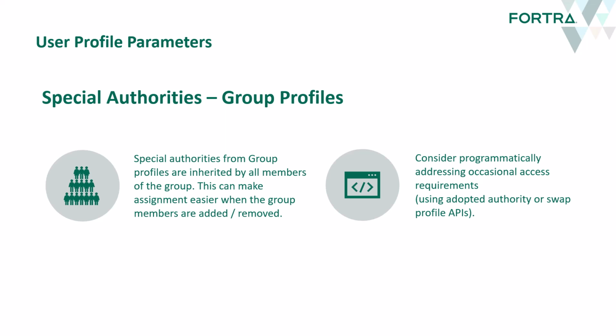It is really important to know how you are issuing those special authorities, what groups have those special authorities, and remember that they are cumulative. So if you grant spool control to one group and job control to another group, and then you add a user to both of those groups, they now have both of those special authorities.